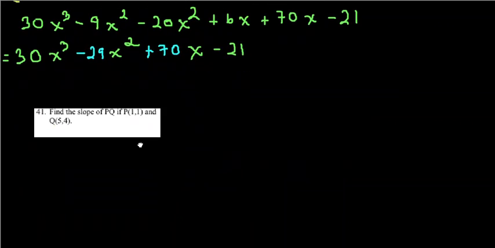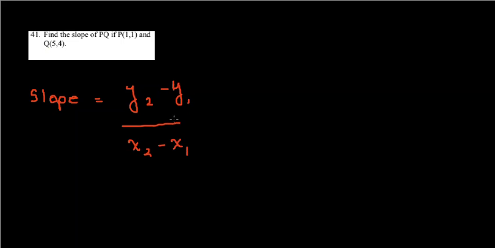Alright, cool. Our next problem, find the slope of PQ if P equals 1, 1 and Q equals 5, 4. So the formula for a slope, so slope formula, if you remember, is equal to y2 minus y1 over x2 minus x1. And you can pick whatever y2 and x2 and y1 and x1 are. In this instance, I'm going to pick Q as our y2 and x2.